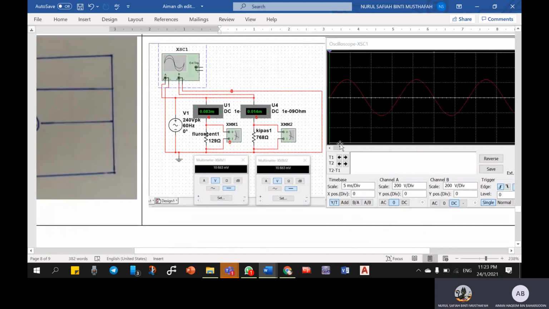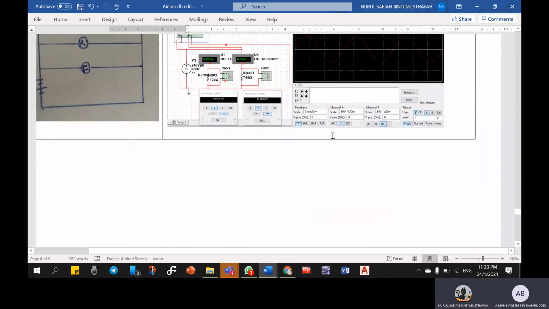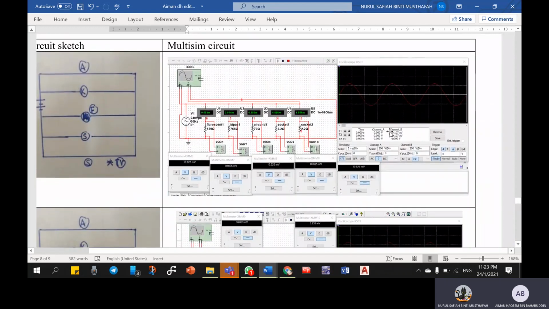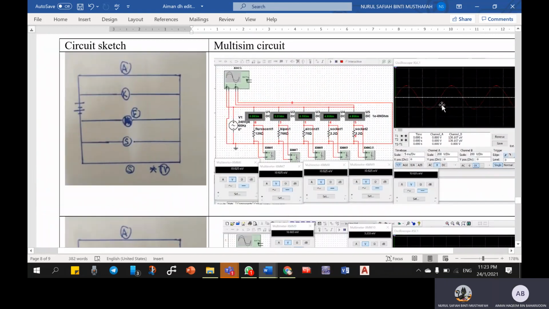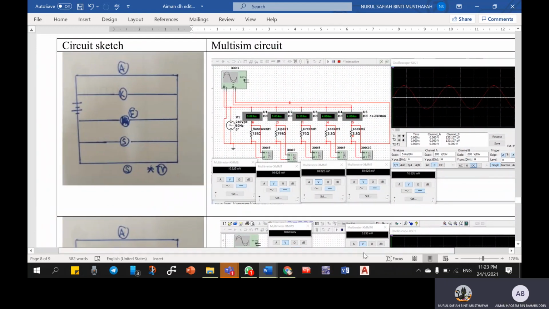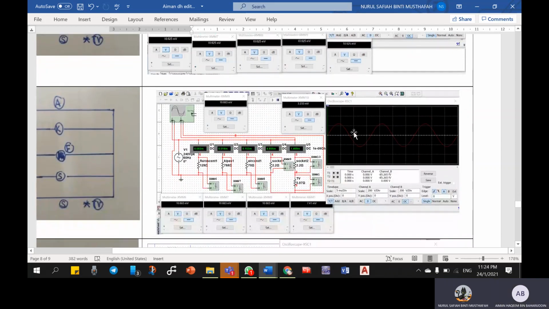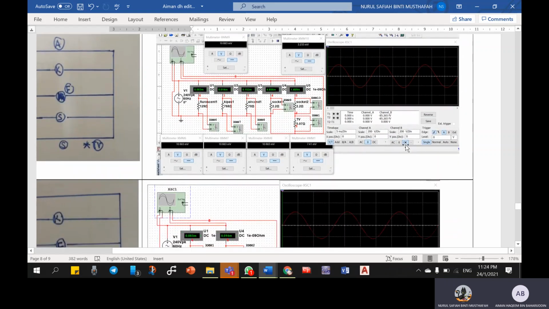Waveform. The waveform of each circuit is the same. There is no difference. The amplitude is the same. The period shown in each graph is 3 periods.